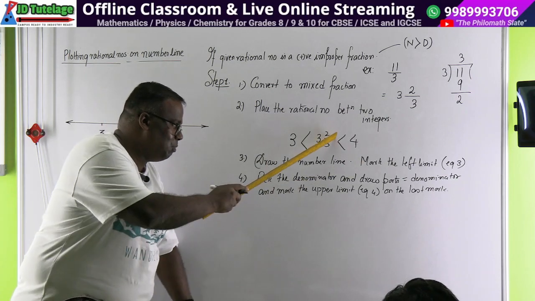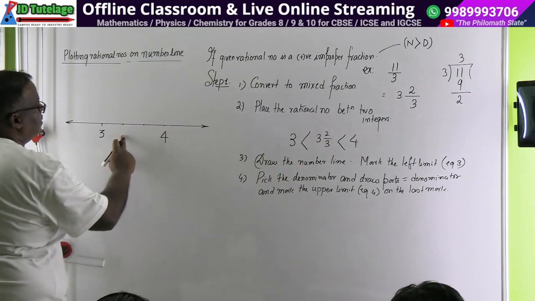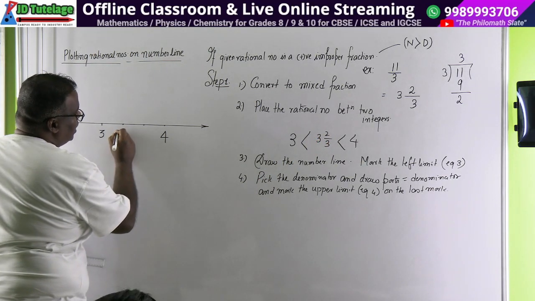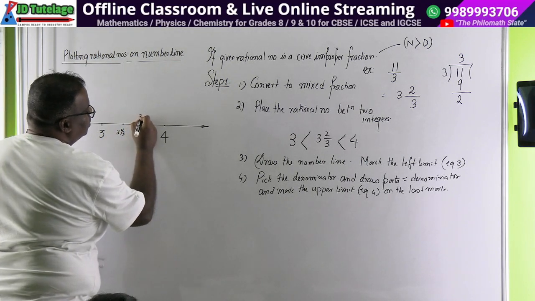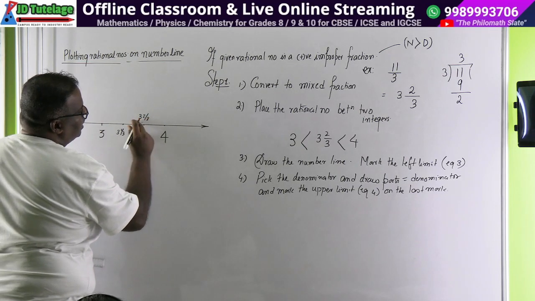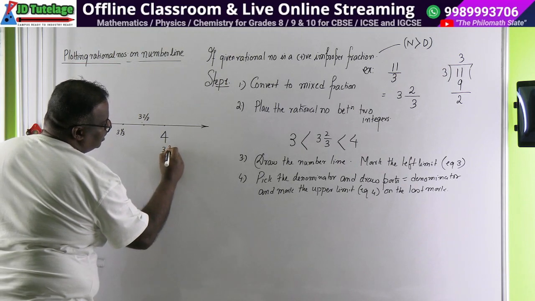अब आप सिर्फ इसको प्लॉट करने की कोशिश कीजिए। 2/3, this is what? 1/3, this is 3 and 1/3. Have you understood? 3 and 1/3, 3 and 2/3, and this is 3 and 3/3.